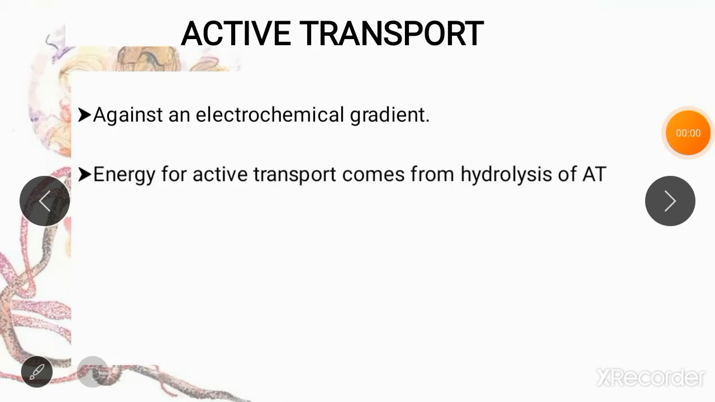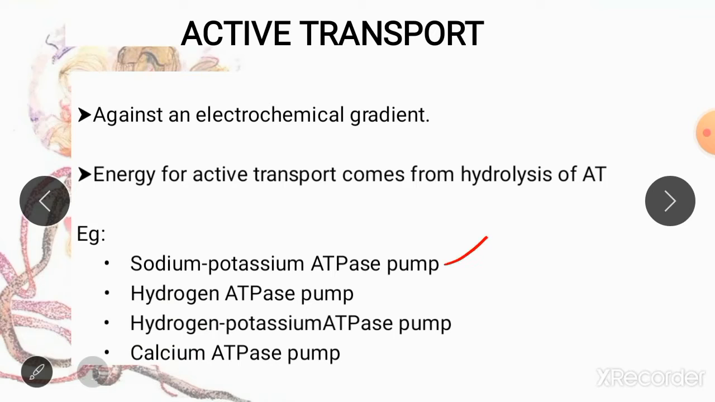So let us discuss how the active transport takes place and what are the substances which are transported through active transport. As I already mentioned, active transport is always against the electrochemical gradient, and energy is utilized by hydrolysis of ATP, and examples are the sodium potassium ATPase pump, the hydrogen ATPase pump, hydrogen potassium ATPase pump, and calcium ATPase pump. These pumps are present in specific parts of the nephron. For example, the sodium potassium ATPase pump is present almost along the whole length of nephron, but it is very important in the principal cells of distal convoluted tubule.